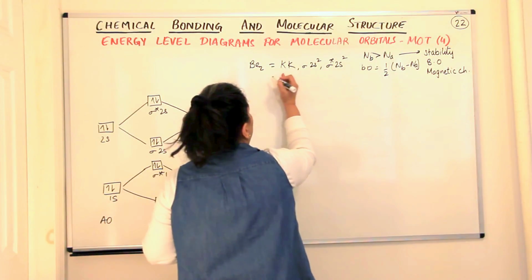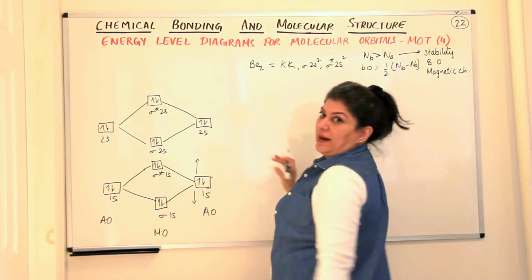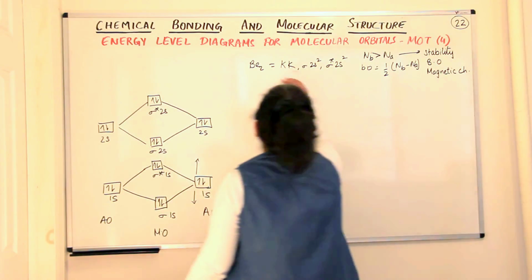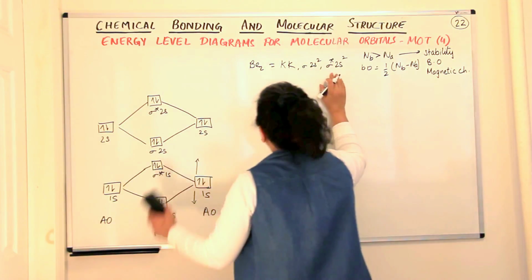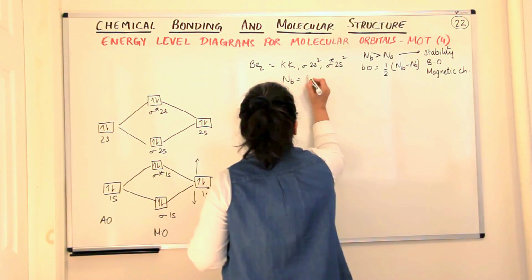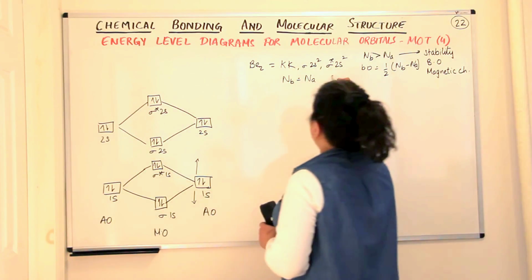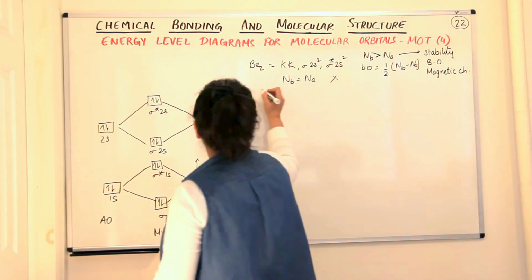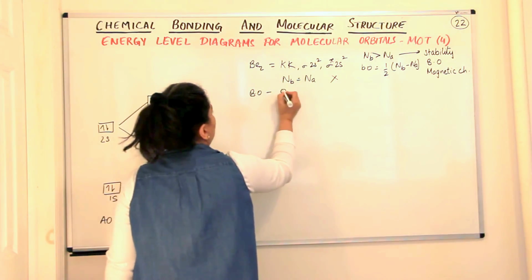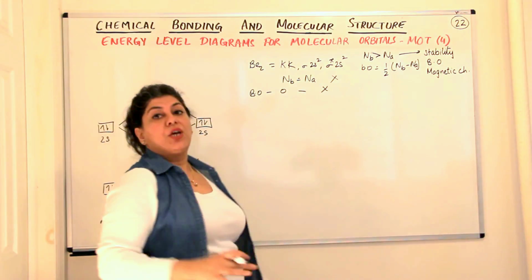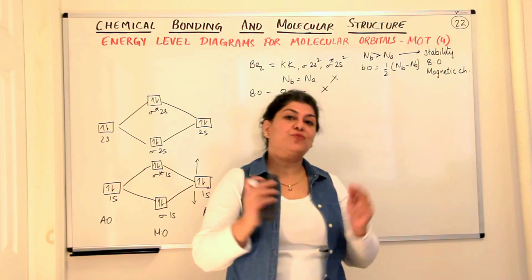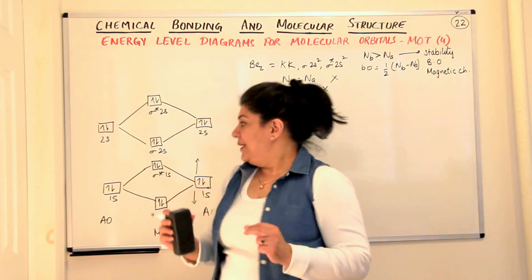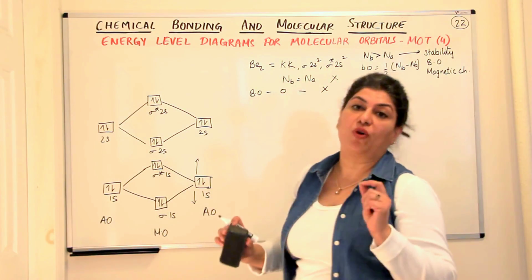Now in Be2, Nb and Na are equal. So what would the stability be like? Is Nb greater than Na? No, Nb and Na are equal. When they are equal, it means the molecule is unstable, its bond order would be 0, the molecule does not exist, and there is no point discussing its magnetic character. So this was beryllium. Now after beryllium comes boron.